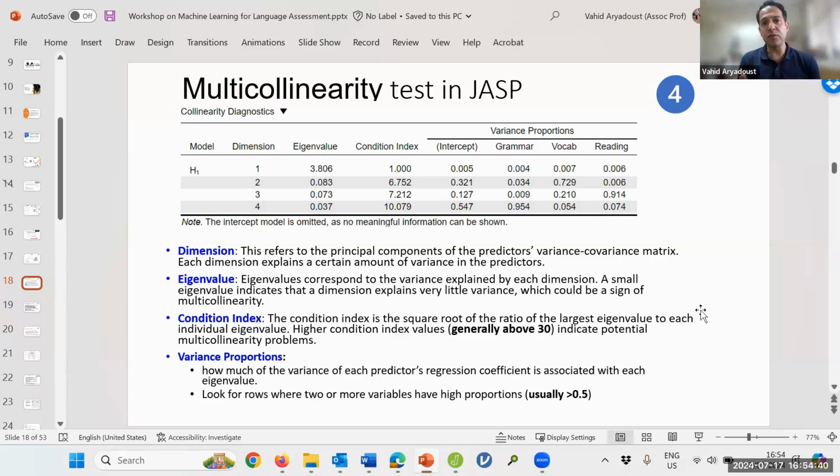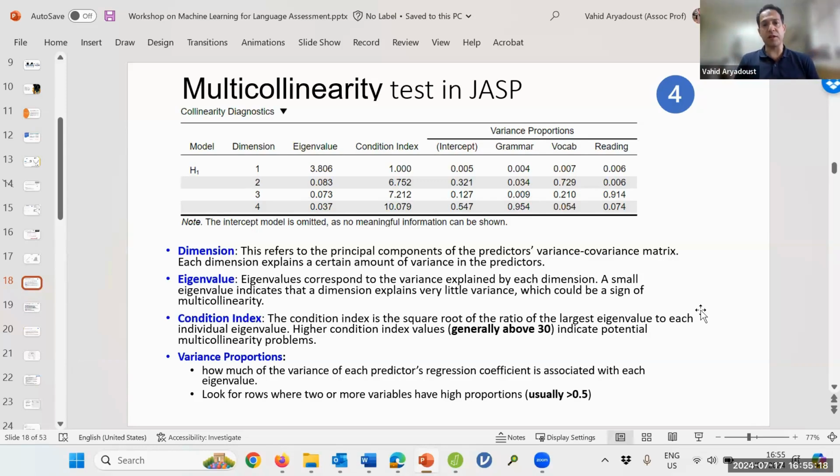So how do we read this table? I don't know if you are familiar with principal component analysis. We don't want to get into details of principal component analysis, but in such an analysis, you divide your data into several dimensions, dimension 1 all the way to 4. Each dimension has got eigenvalues, and based on that, you can also calculate the variance proportions in each of those dimensions, which is explained by your variables. Now, what should we really look at in this table?